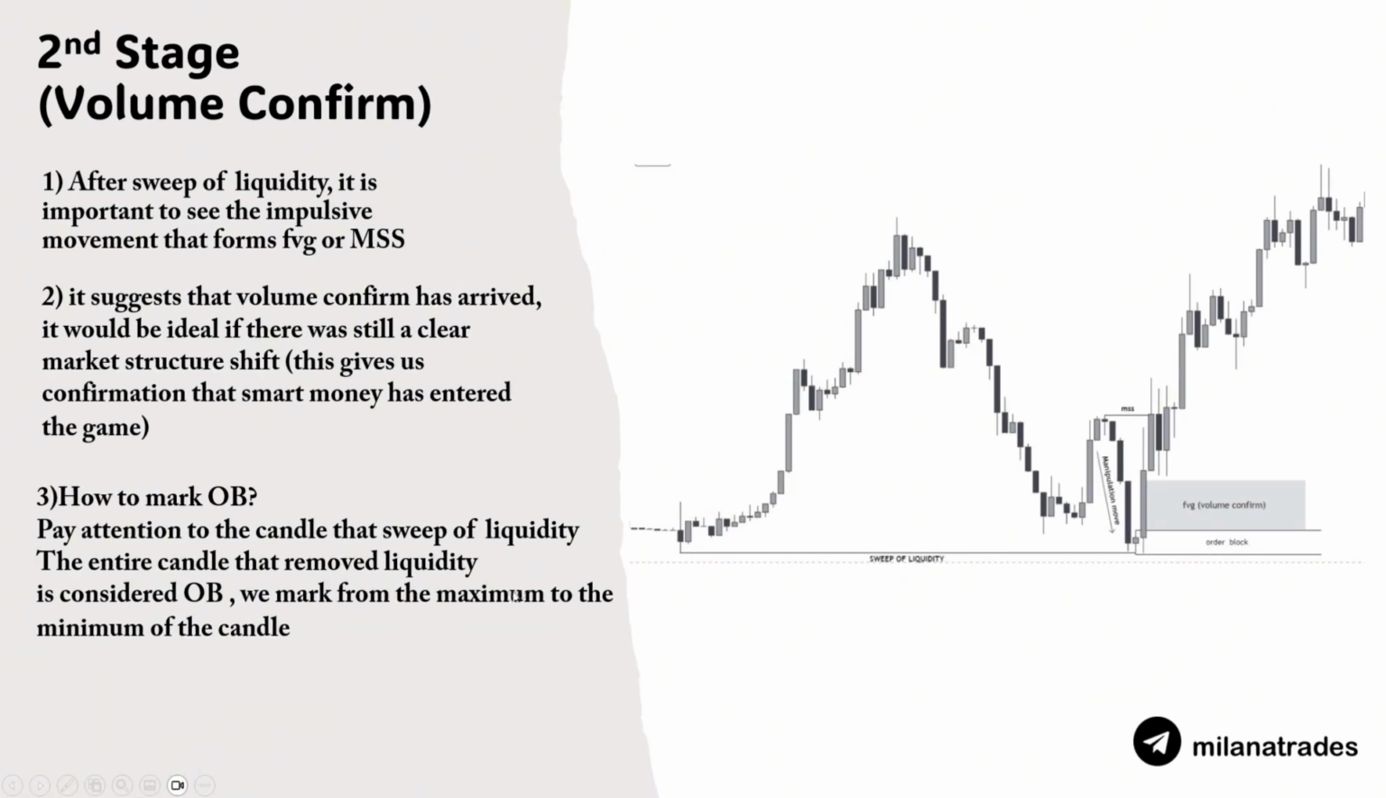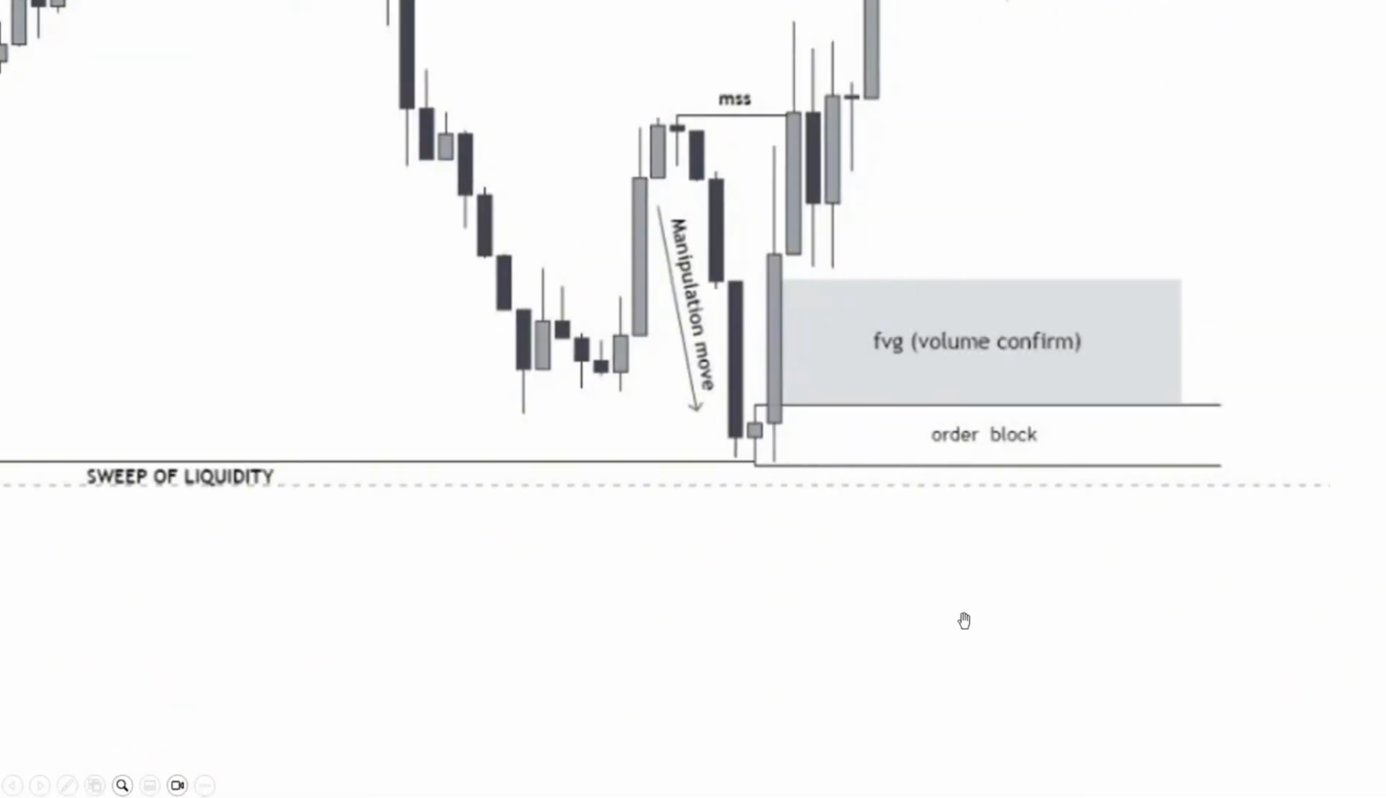To understand whether an order block is strong or not, we should look at the volume indicator. When an order block forms, we should look for increased volume. And if the price retests the order block with low volume, it confirms that the zone is significant. And how do we correctly mark an order block? First of all, you need to identify the candle that swept liquidity. The entire range of the candle from high to low is considered the order block.